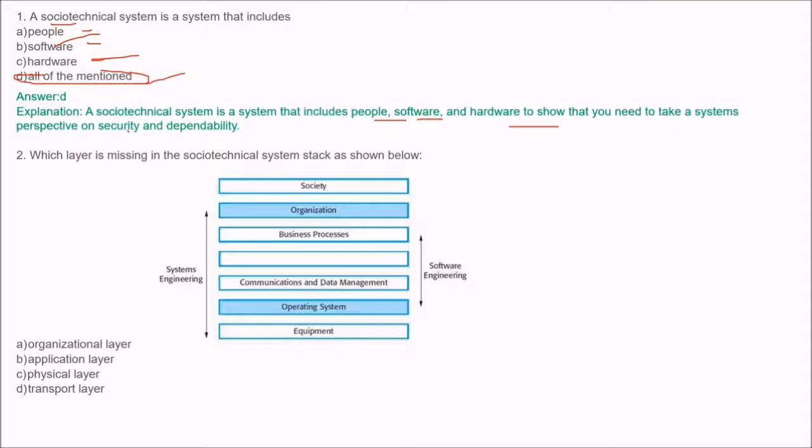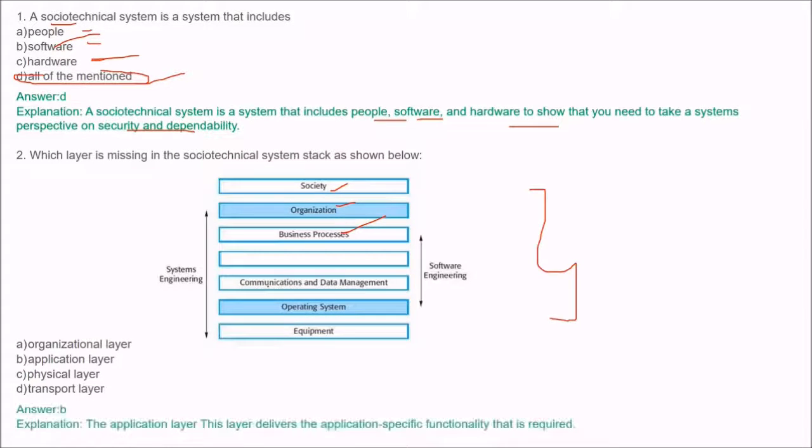security and dependability. In this, which layer is missing in the socio-technical system stack as shown here? Society, organization, business processes, then this one, communication, data management, operating system, and equipment. So which one of these is missing? The answer is B, application layer. The application layer delivers the application-specific functionality that is required.